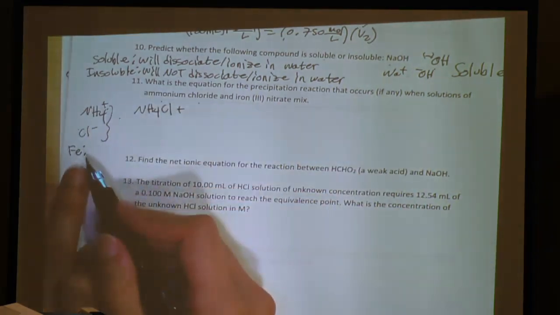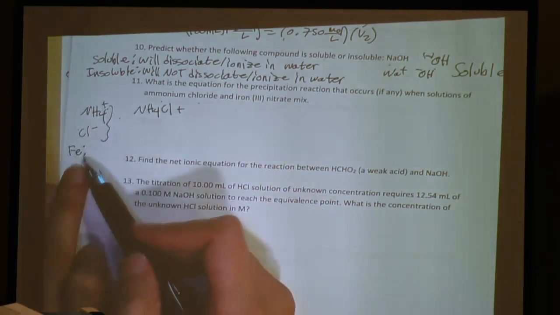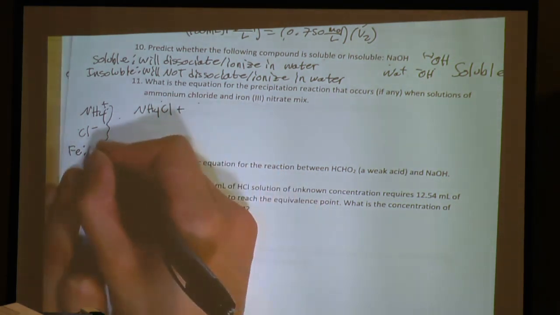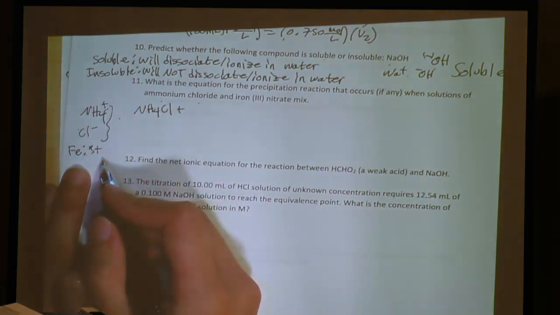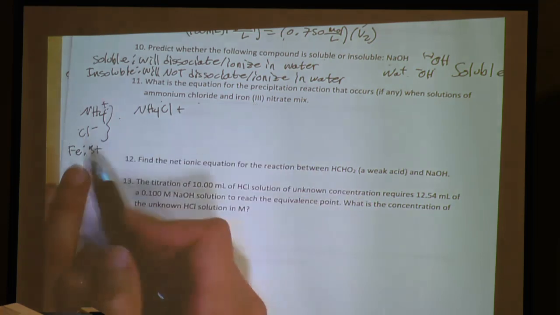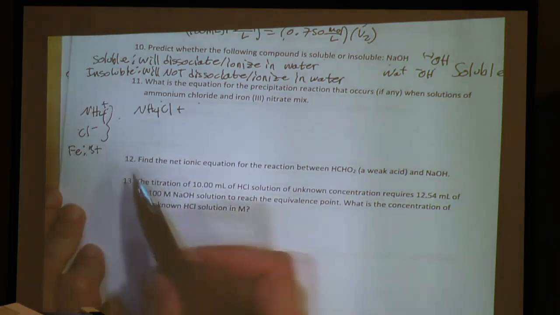Iron is a transition metal, so we know that we can't tell what the charge of iron is going to be unless they give it to us, which they told us it's iron 3 nitrate. That means we're going to have a positive 3 charge for our iron. So whatever is in parenthesis with your Roman numerals, that's going to be your charge of your transition metal.